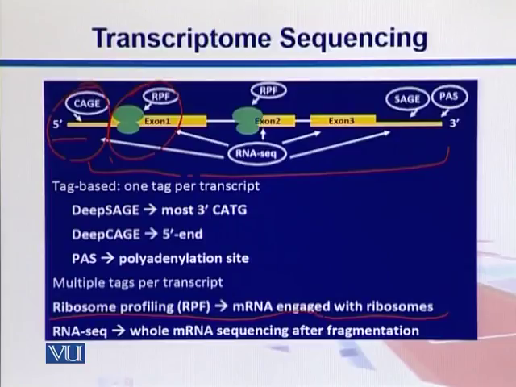SAGE is serial analysis of gene expression. That is mainly focused towards the identification of these RNA transcripts towards the 3' ends using some specific tags. Whereas polyadenylation sites, we can study what nucleotides are there, where the poly A tails are attached to messenger RNA. So PAS focuses on studying that part of the messenger RNA.